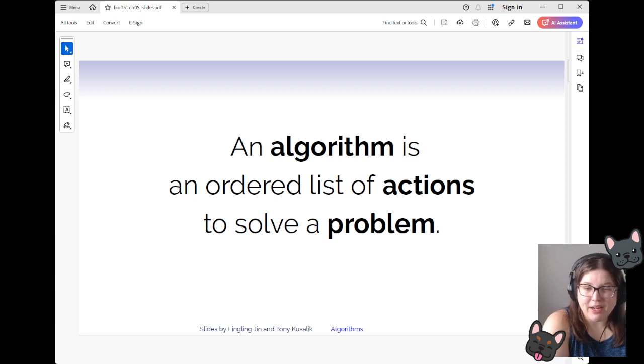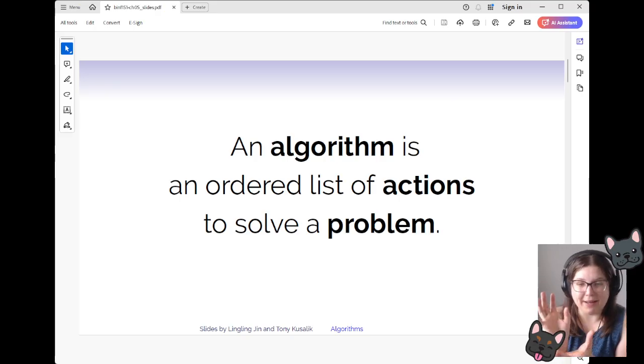But in the textbook, we gave some pretty good examples of things that you might see in your everyday life that would be examples of algorithms. So the pictured instructions that you would get with a Lego kit, where you take these blocks that you're given and the instructions tell you how to put those things together in order to create something at the end of it.